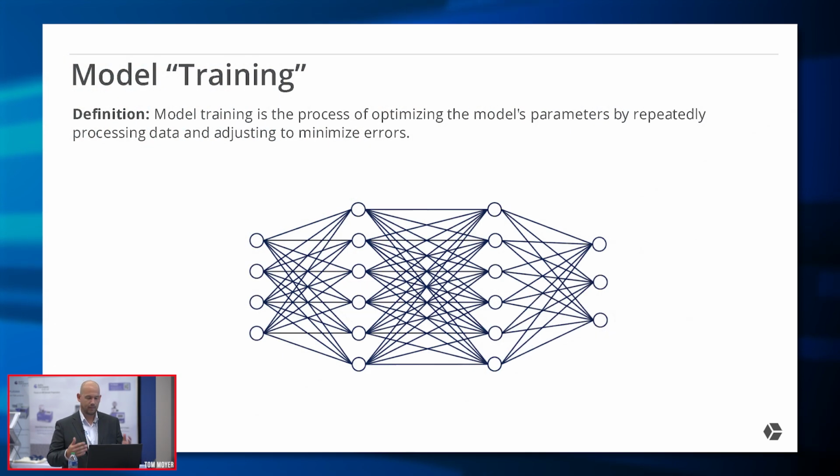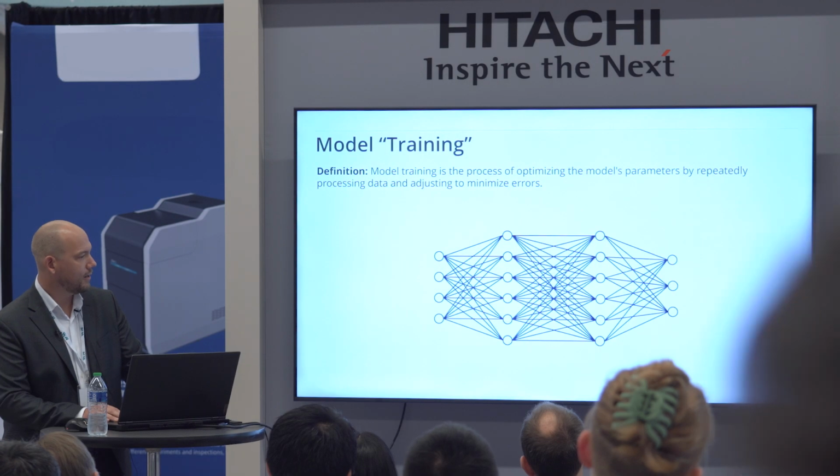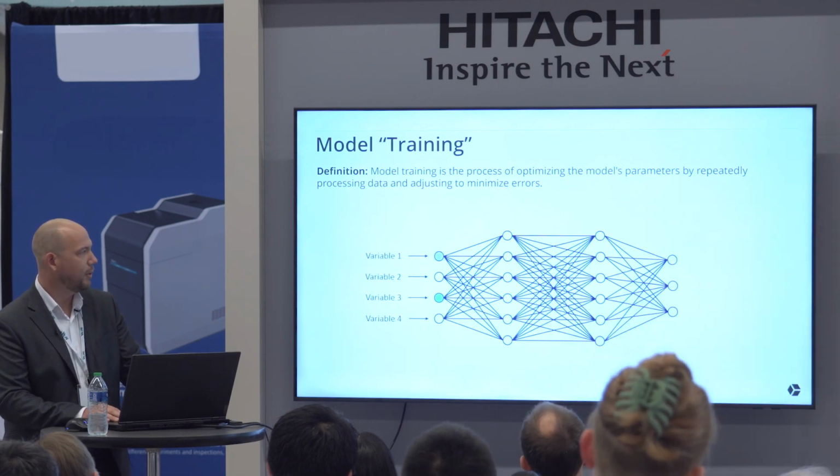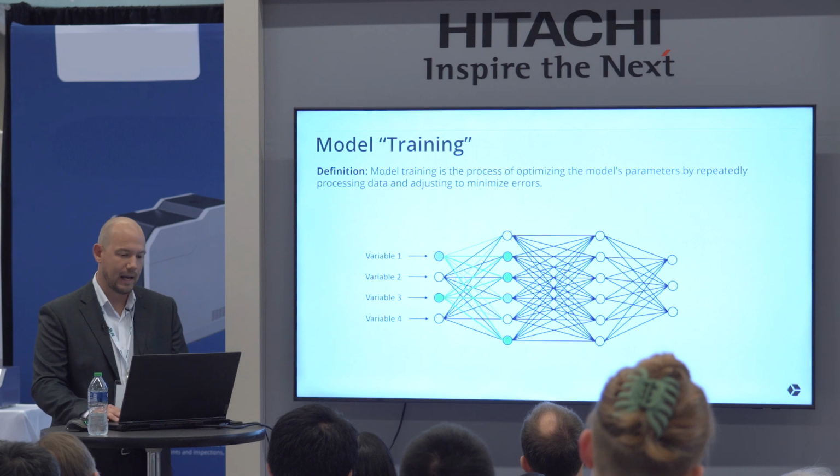To get to that endpoint of having a model that's able to identify certain areas, we have to train that model. Model training is just the process of optimizing the model's parameters by repeatedly processing data and adjusting to minimize errors. And again, a similar graph showing the input, the middle sections, and the output.